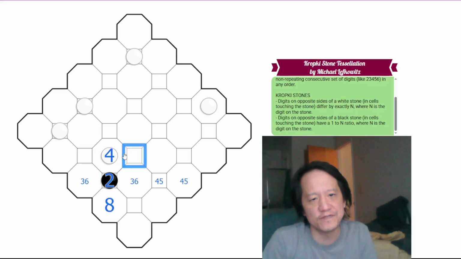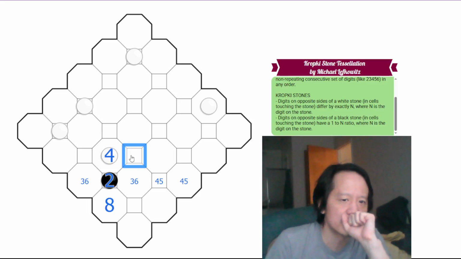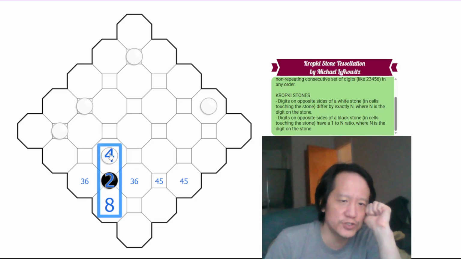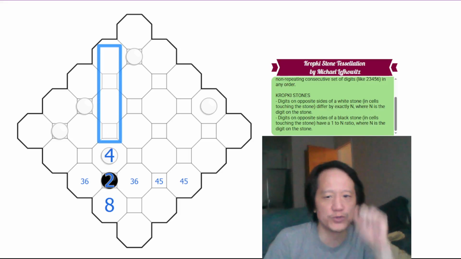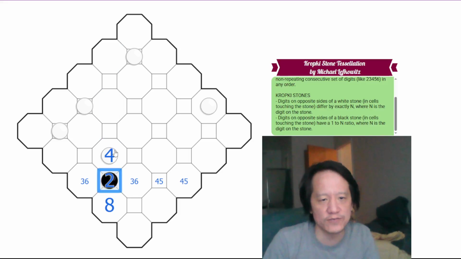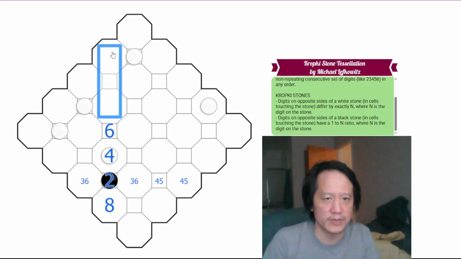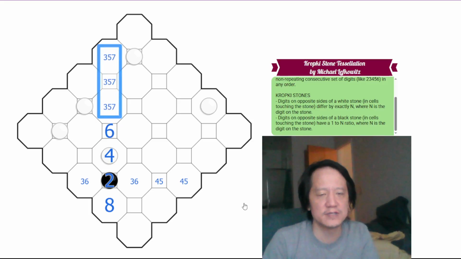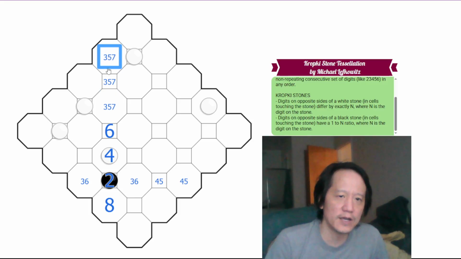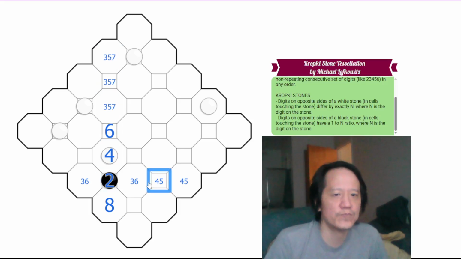The difference of 4 here, so this is 2, 4, and 8 here along this column. That's a 7 length Renban, which means the remaining digits must... Okay, so the difference between 4 and 2 must have a 6, right? The 4 away from 2 is only 6. That means the remaining digits are 3, 5, and 7 to form a Renban in this column.